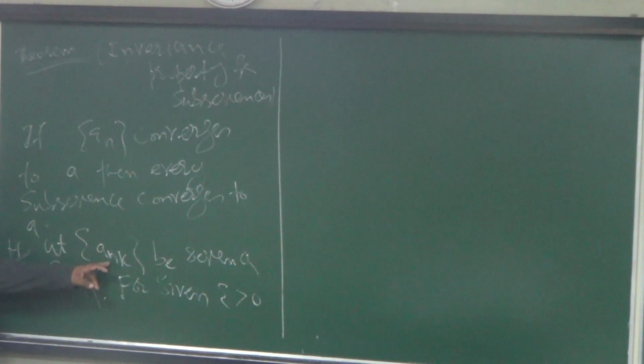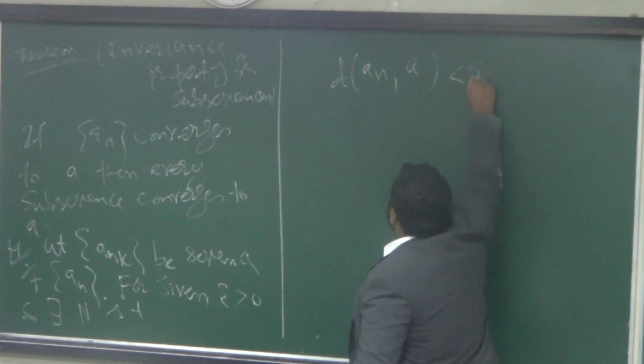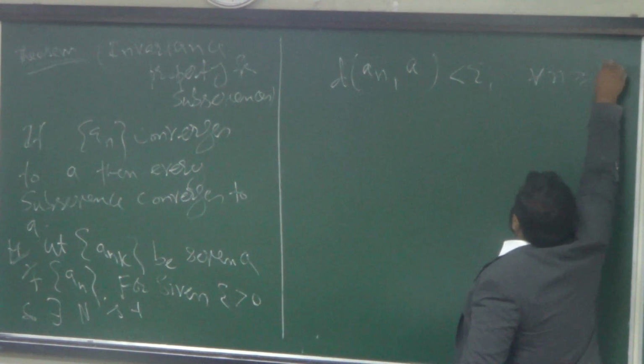So, for a given epsilon positive, I don't know whether there exists such an N for this subsequence, but I know one thing: since a_n is convergent, there must exist a capital N such that the distance between a_n and A is smaller than epsilon for all n greater than or equal to N.